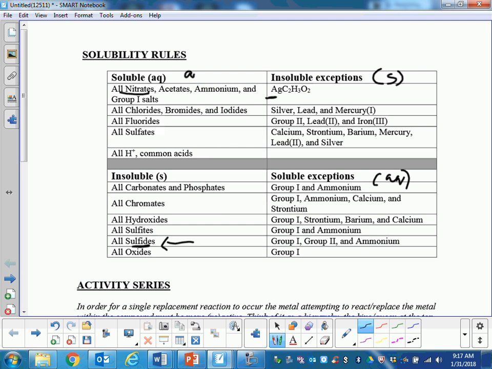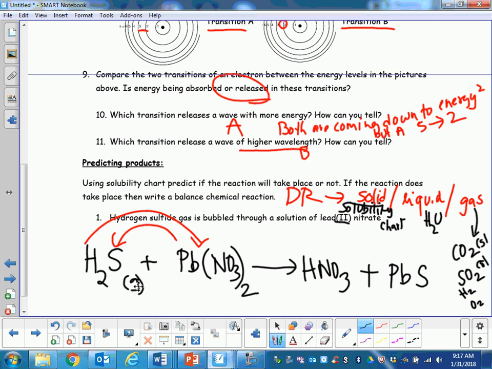So I'm looking at my S. It says it's a solid. Then I'm looking at my Pb. Is Pb in group 1? No. Is Pb in group 2? Is Pb ammonia? No. So what is PbS going to be? Solid. So my PbS is a solid and this is an aqueous.